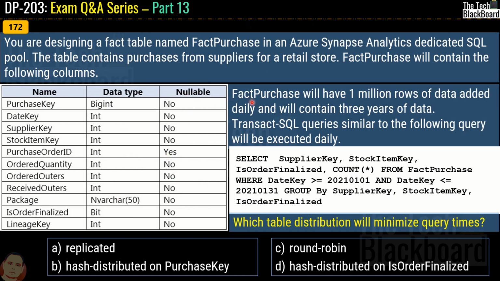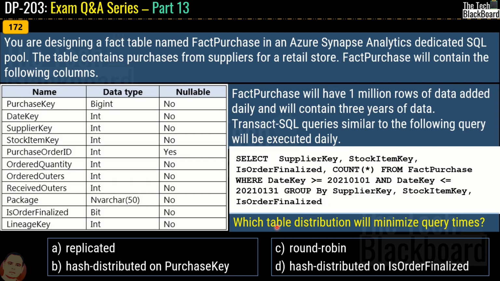Further, the question is saying that fact purchase will have 1 million rows of the data added daily and will contain 3 years of data. The transact SQL queries similar to the following query will be executed daily. And here you can see that we have select supplier key, stock item key, is order finalized, and then you're also doing a count star, which is essentially the record count. And here you can see the where condition along with the group by clause.